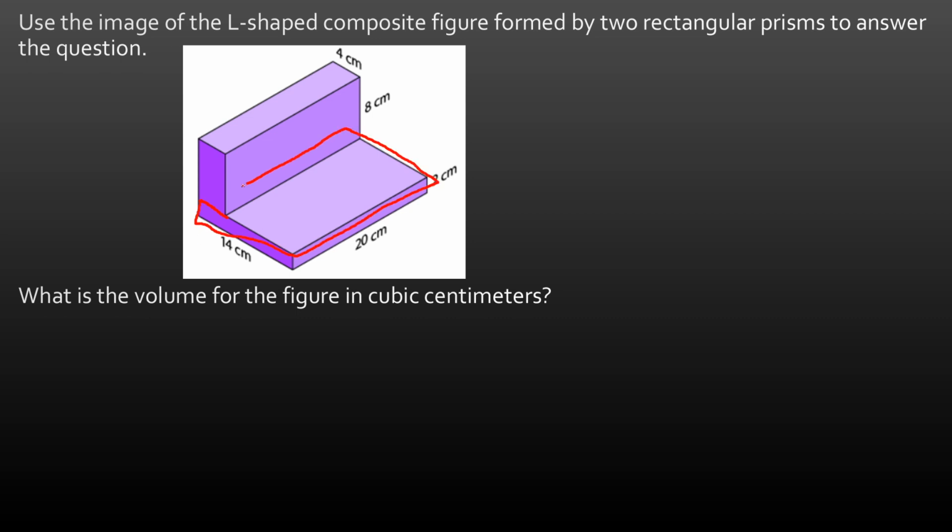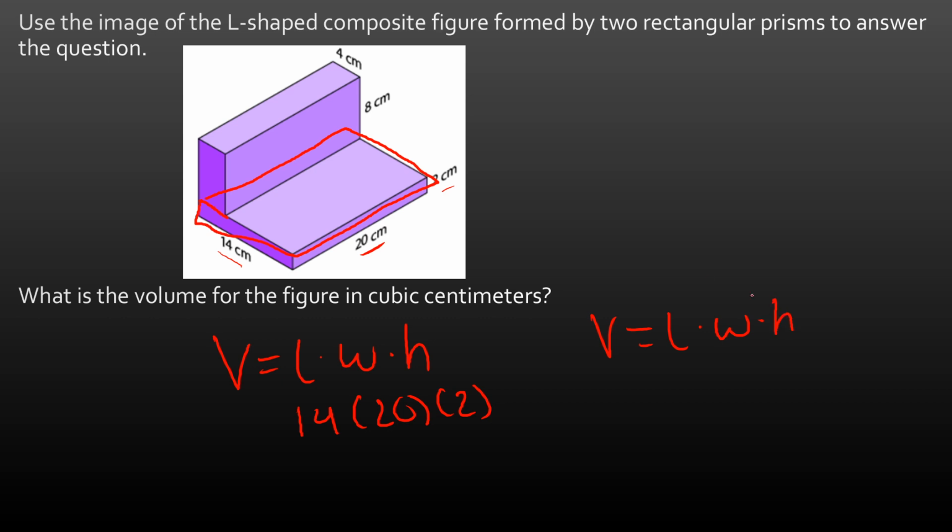Okay, so I'm going to do the volume of this bottom one first. My volume is length times width times height. Here I have 14, 20, and 2. So 14 times 20 times 2. And then I'm going to do my other box on the top. So that's this one up here. So that is 4 times 2. This bottom side is 20, which means this side will be 20. So, I have 4 times 8 times 20.